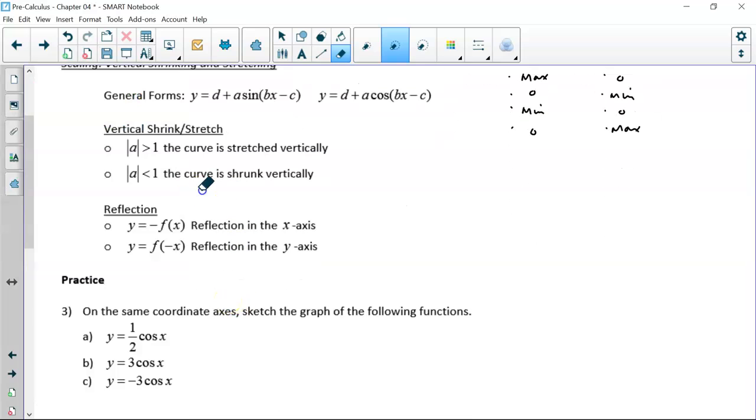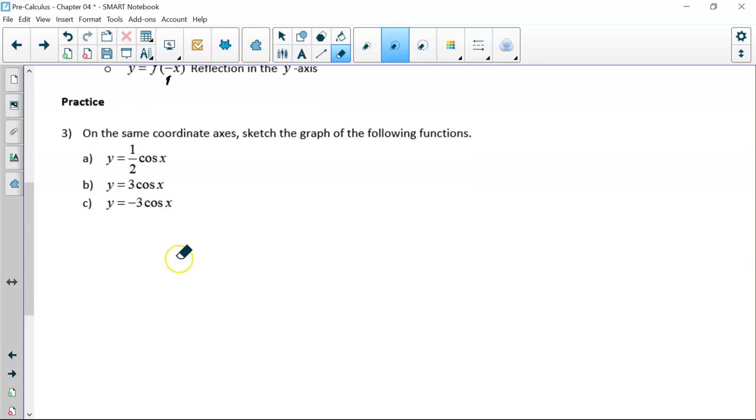Our rules with reflection: if our leading coefficient is negative, we have a reflection along the x-axis, and we'll talk about what happens when we have a negative inside later on. That would be a y-axis reflection. So now, looking at problem number 3, we're going to graph them all on the same axes. You can see for A, our amplitude is 1/2. For B, our amplitude is 3. And for C, our amplitude is still 3, but there is an x-axis reflection. So we'll talk about that more.